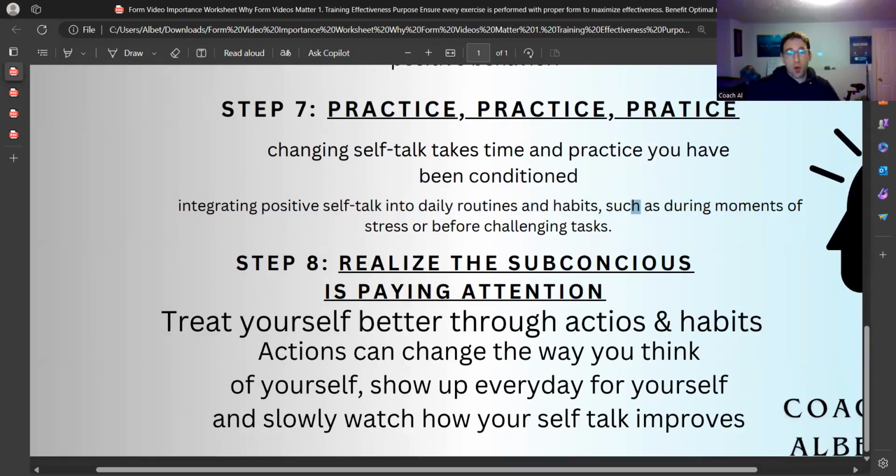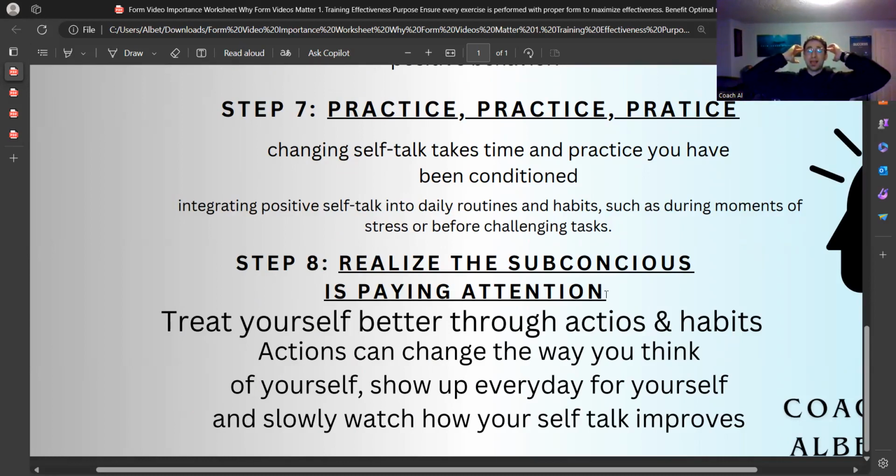Step 8, which is probably another one of my favorite ones, is realize the subconscious is paying attention. Your subconscious is secretly recording how you treat yourself. So if you are talking to yourself like shit, if you are binge eating junk food, if you're skipping workouts, if you're missing the program, if you're doing all these things, you could try to tell yourself, I'm a badass, but your subconscious knows deep down inside that that's not true. Your subconscious is paying attention to how you treat yourself.